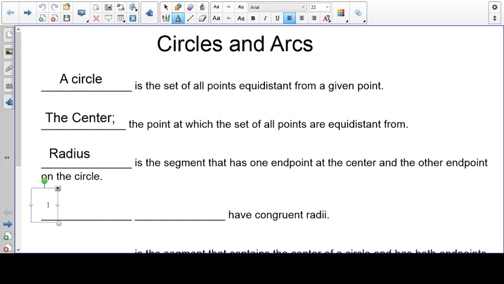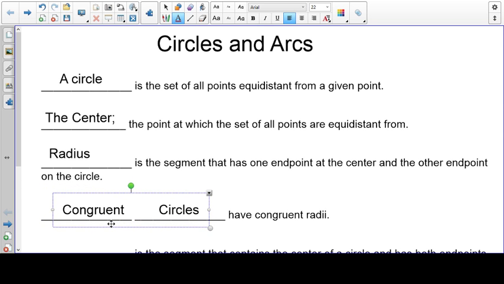Blank, blank have congruent radii, and that's going to be congruent circles. Congruent circles have congruent radii.